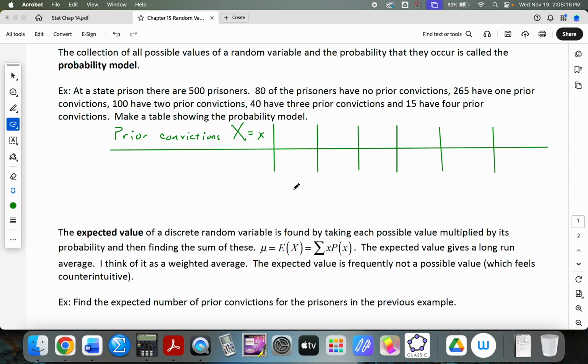So the number of prior convictions, what are the possibilities? No prior convictions would be 0. Then 1, 2, 3, 4.